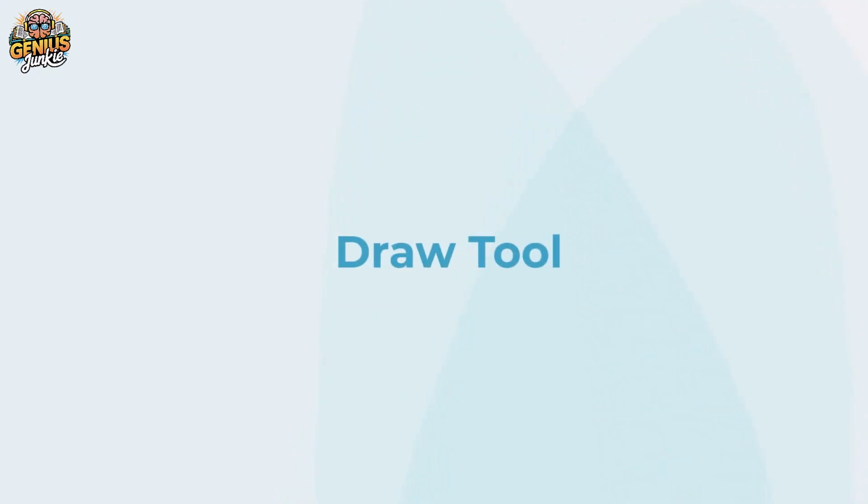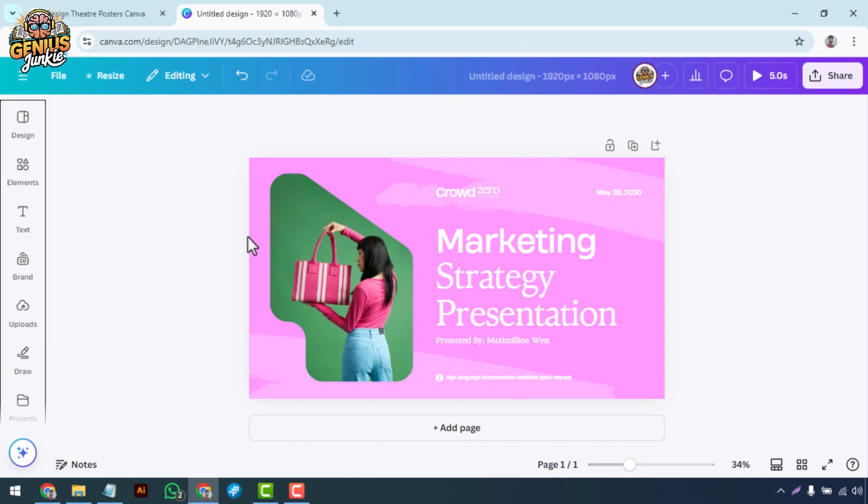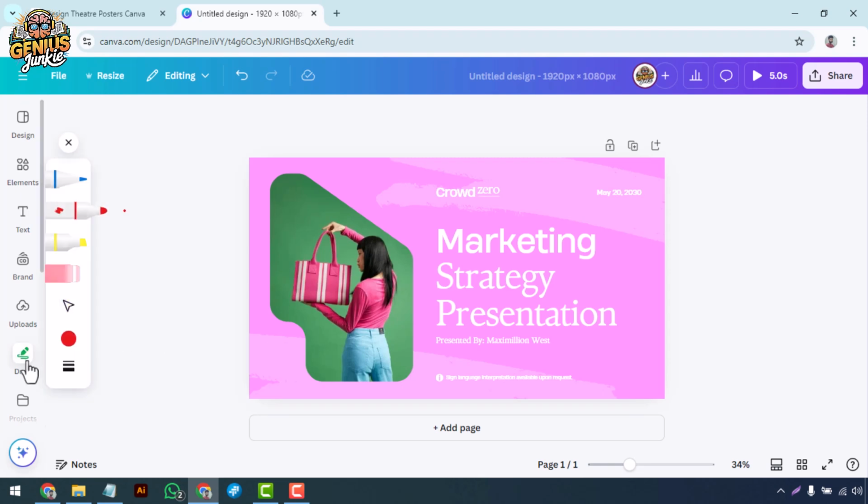Draw tool. First up, let's talk about the Draw tool. This new feature allows you to create custom shapes, lines, and doodles directly in Canva. It's perfect for adding a personal touch to your designs or creating unique elements from scratch.